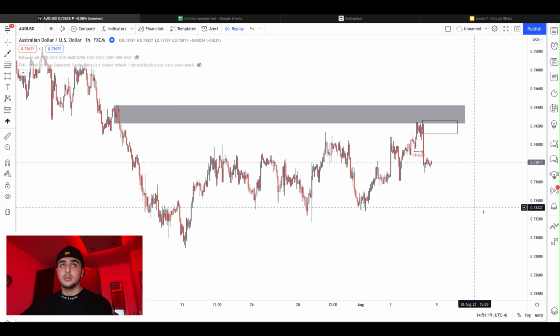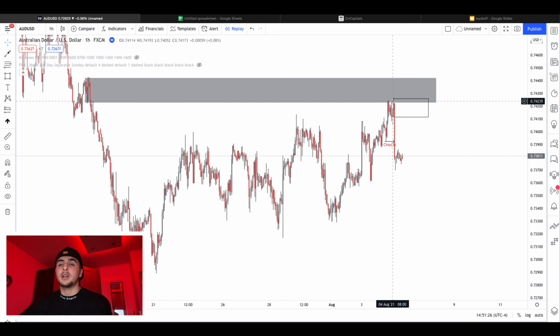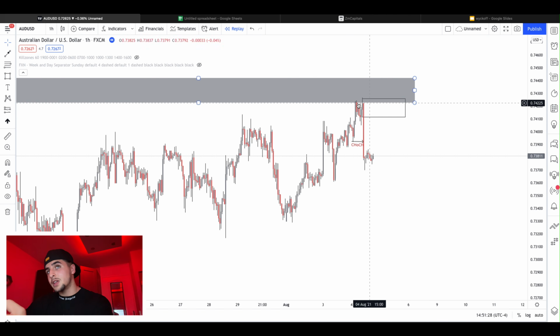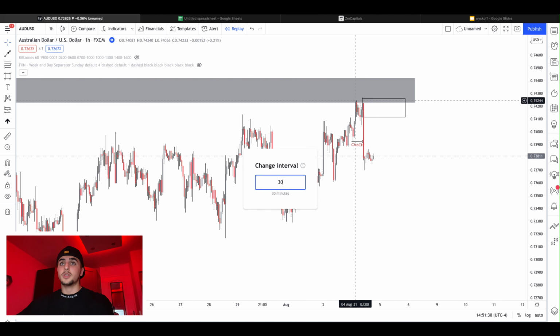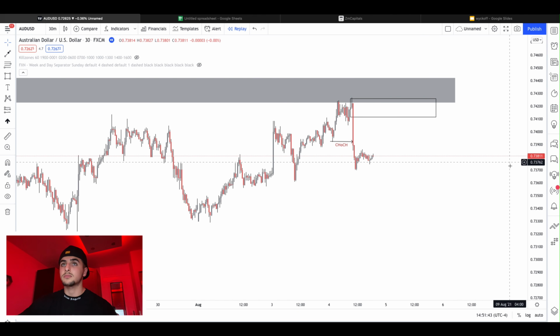Okay, so number one, I've identified my area of supply. Number two, I'll wait for price to tap into that area of supply. Number three, I'll wait for that rejection off of that area of supply. Once I got that rejection, I'll wait for that structural break, our change in character. And as you can see, we got that on that 30-minute right here. This low was broken. That's my change in character.